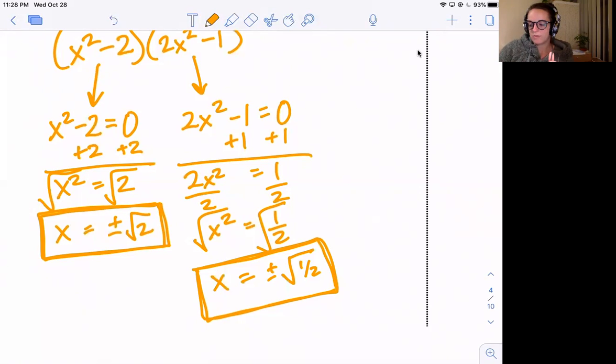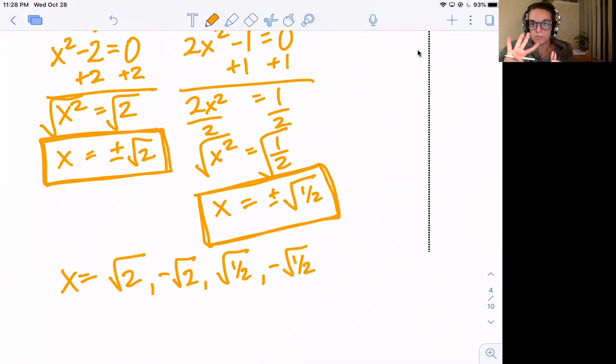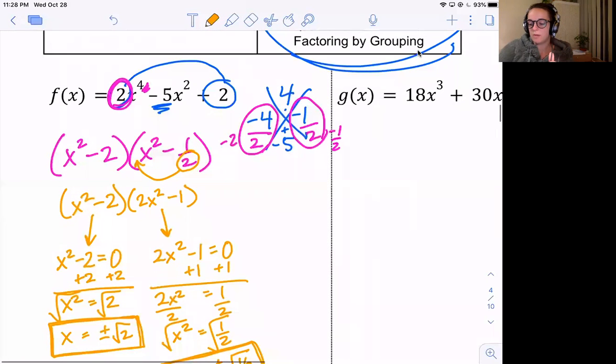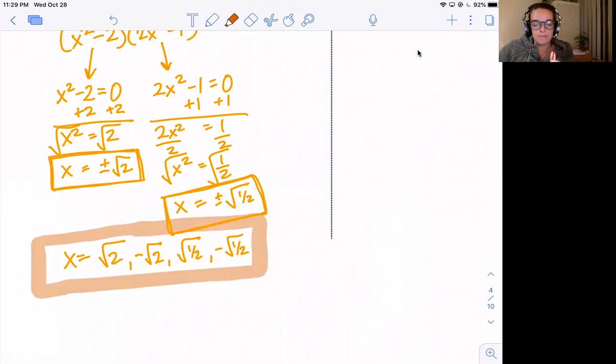You'll notice that I have 4 solutions here. I have x equals positive square root of 2, negative square root of 2, positive square root of 1/2, and negative square root of 1/2. Those 4 solutions are exactly what I want because my problem started with x to the fourth. Whatever the degree is on the leading term, that is how many solutions I should have. So you'll know that you are correct when you have that many. It's called the fundamental theorem of algebra. We'll come back to it later. So I have my 4 solutions.